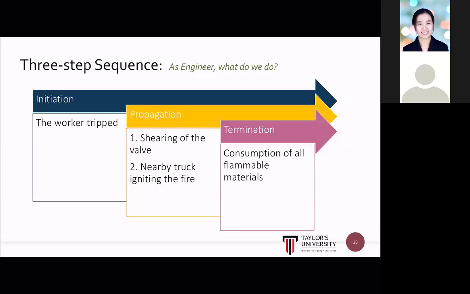Okay, so as an engineer, how do we do this when we say case study, when we look at cases like this? This is where we want to see, okay, we are in a plant now that has a very similar design. How do we prevent this? First, we look at initiation. Okay, worker trips. What causes the worker to trip?